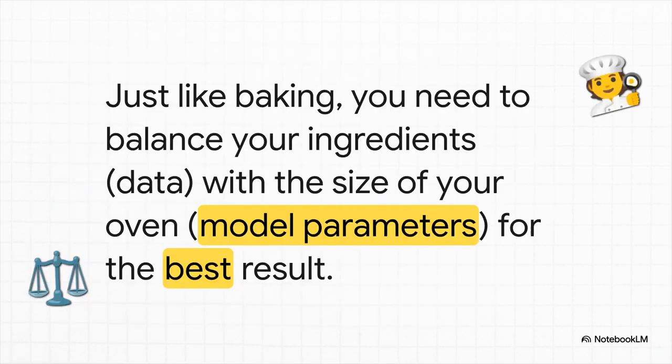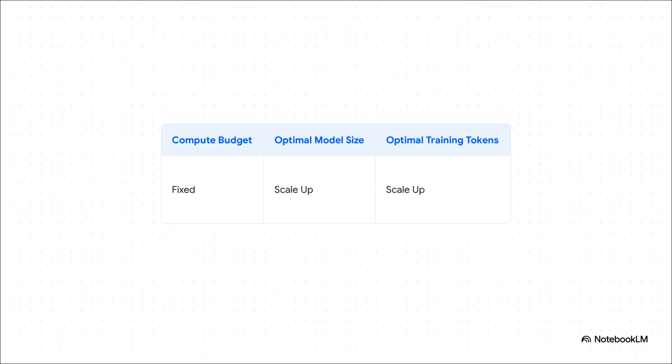Now, just like in baking, there's a ratio you need to get right. How much data do you actually need for a certain size model? You can't just build a gigantic oven, a model with billions of parameters, and then just give it a tiny little bit of flour. You have to balance the ingredients with the size of your oven to get a good result. And believe it or not, researchers at DeepMind actually figured out the perfect recipe for this. It's a principle called the Chinchilla scaling law. Think of it like a baker's ratio, but for AI. It basically tells us that to get the most bang for your buck, for every doubling of your model size, you also have to double the amount of data you train it on.